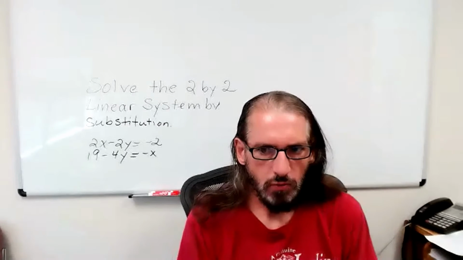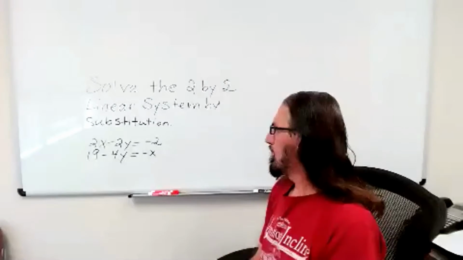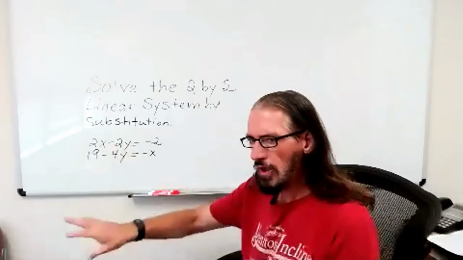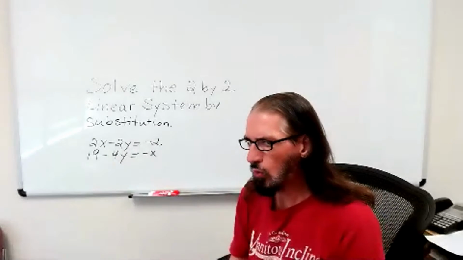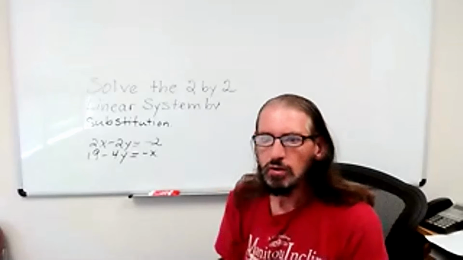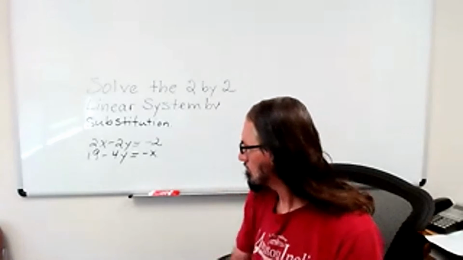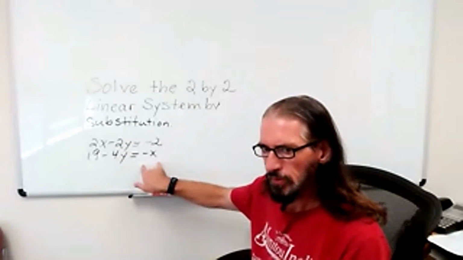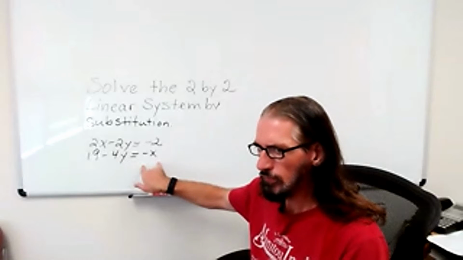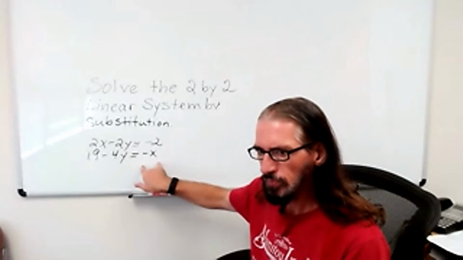And now we're going to solve another one by substitution. On this one, we do not have either a 1x or a 1y isolated in either equation. However, in the second equation, we've got something almost as good. We have a negative x.